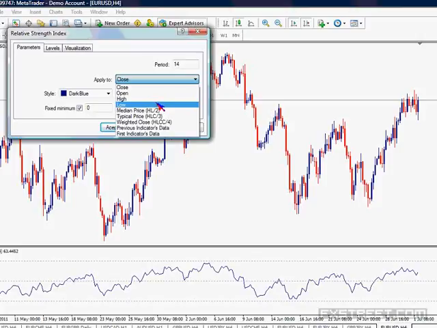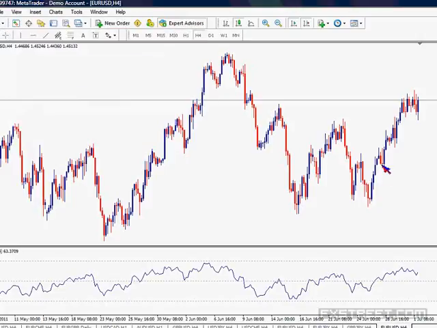Let's just set my price. And the median price, typical price and weighted close price are just averages, more or less like a pivot point that tends to compile all the information of previous candles. Also, I believe that's too complicated. That's why I limited myself to either the opening or the close.